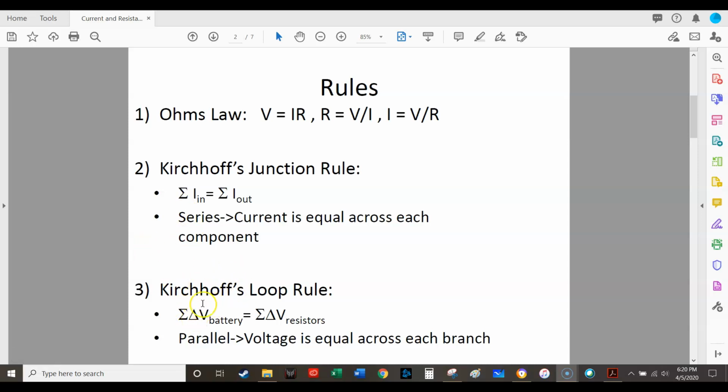The third rule is Kirchhoff's loop rule, which means the amount of voltage produced by a battery is equal to the amount of voltage consumed by the resistor. And what we also learned from the PhET simulation is that if you know the voltage produced by the battery, then that is the voltage consumed by each branch in parallel with it. Or if you know the voltage of one of those branches, then you know the voltage of the other one. So let's go on to our first puzzle.